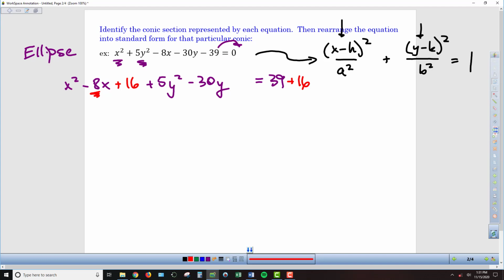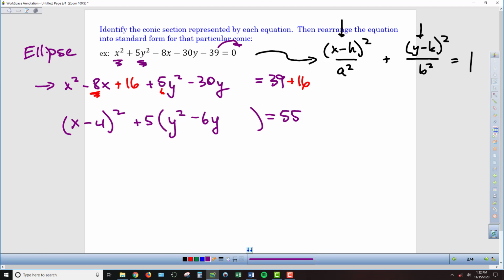Now in the case of the y's, I'm not ready to start completing the square there yet because I have this coefficient in front of the y's. So while I'm already set to go ahead and rewrite this x squared minus 8x plus 16 into x minus 4 squared, for the y's, I'm going to have to undistribute the 5 first. So if I undistribute that 5, I now have y squared minus 6y, and then on the other side I now have 55 if I add those two things together. And now I can go ahead and complete the square for the y's.